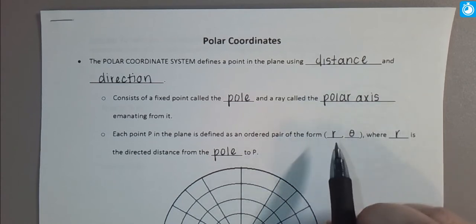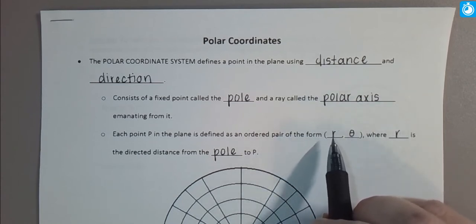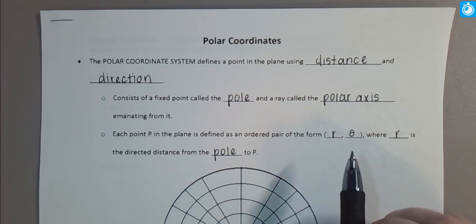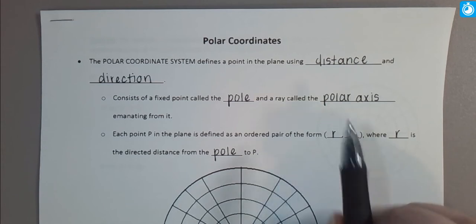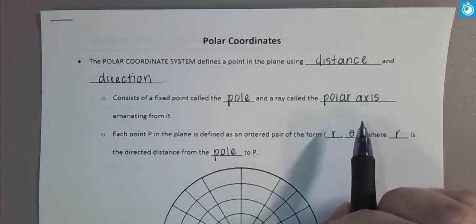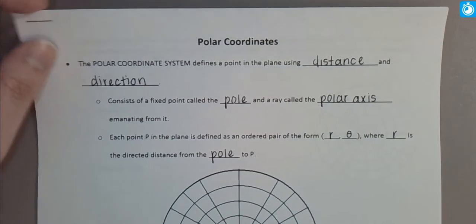So r tells us how far we have to go out in terms of distance in order to get to our location. Theta tells us, if we travel that distance, how far we would have to rotate around from the polar axis, or again, what we can think of as the positive x-axis, in order to get to our location.